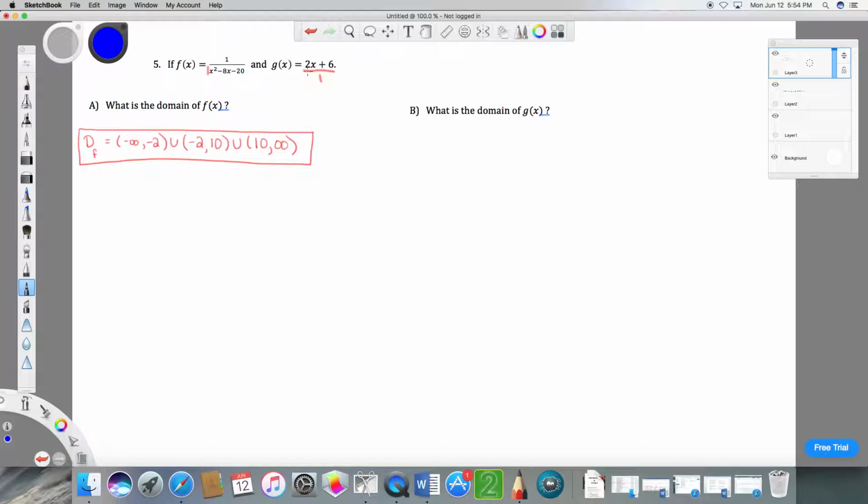So when we look at g, like I said before, the domain is the set of all real numbers excluding any values that cause division by 0. Don't have to worry about that. Also excluding any values that take the square root or even root of a negative number. I don't have to worry about that because there's no variable in the denominator and no variable underneath a square root. So the domain for this function g is all real numbers.